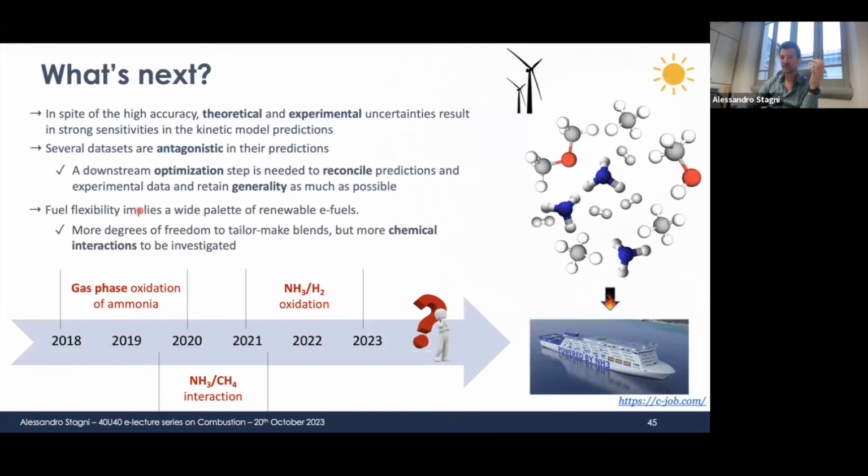And last point, fuel flexibility implies a wide palette of renewable e-fuels. This involves ammonia. This involves not only hydrogen and methane, but also dimethyl ether, methanol, oxymethylene ethers, and so on. So we have more degrees of freedom to tailor-make specific blends according to our needs, but then we have a lot of chemical interactions to be investigated.